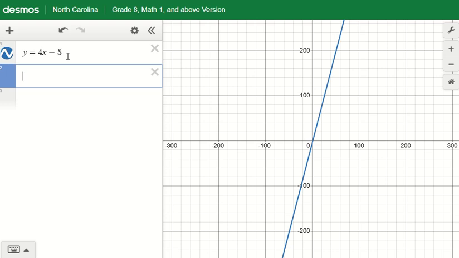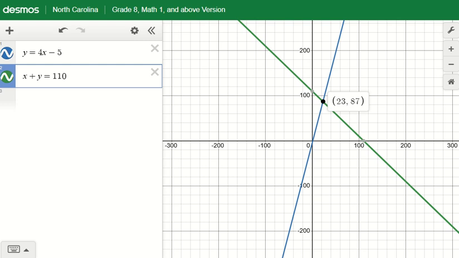X plus Y equals 110. All right, so we're looking for where they cross. That's where they're crossing. That means one of them has $23. The other one has $87. Everybody go with that part?